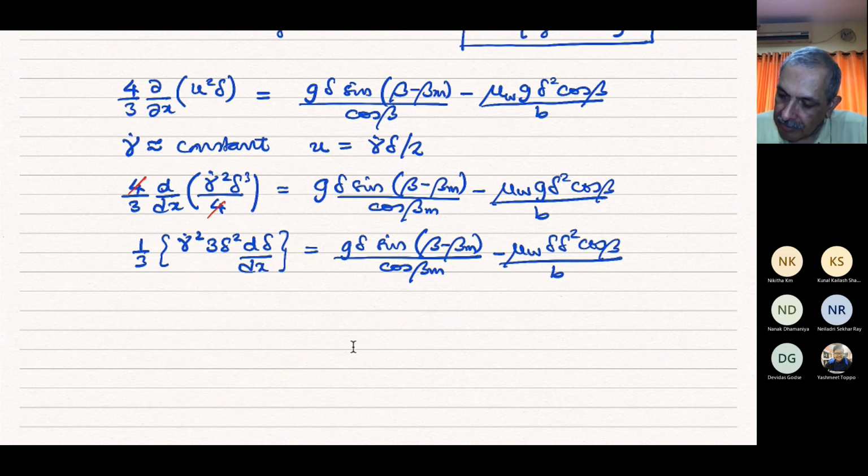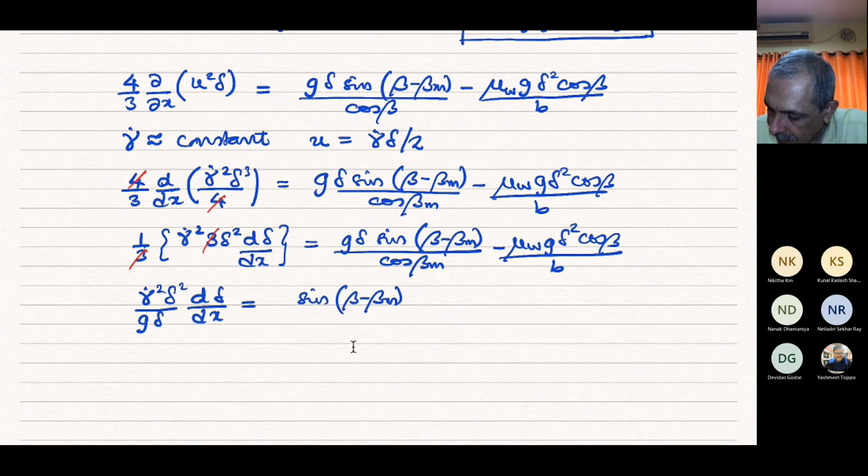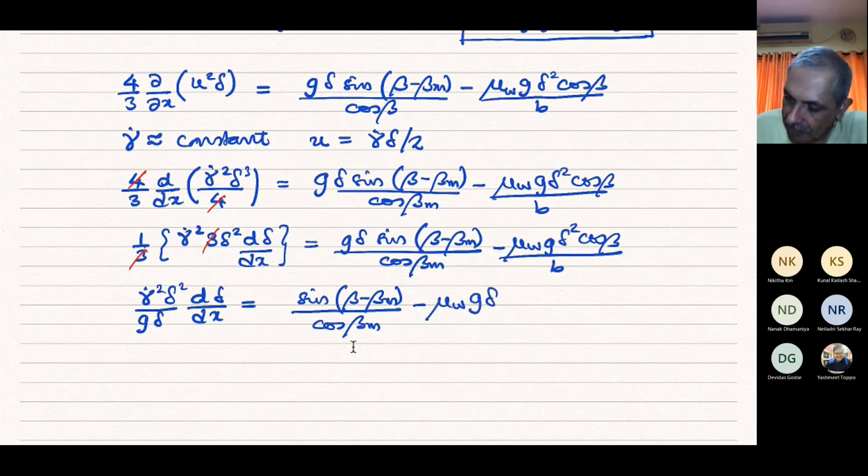So again, here also the 3 cancels out, and so we are left with gamma dot, sorry, let's write only with blue, gamma dot squared delta squared, and then I divide by g delta. d delta by dx is just equal to sine of beta minus beta m divided by cos of beta m minus mu w into delta by b cos beta. This is the simplified thing.